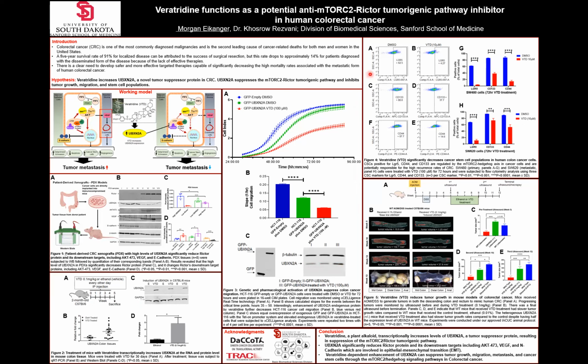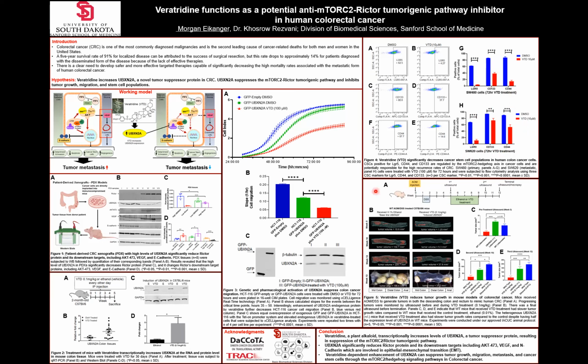Next, I wanted to look at the status of cancer stem cells after Veratridine treatment. This is because stem cells are highly responsible for tumor recurrence and drug resistance. You can see that in the SW480 cells, VTD can significantly reduce LGR5, CD133, and CD44 stem cell populations. SW620 is a metastatic colorectal cancer cell line, and it also shows a significant reduction in these populations, but as you can see, it's not as much. So I will need to look into this further.